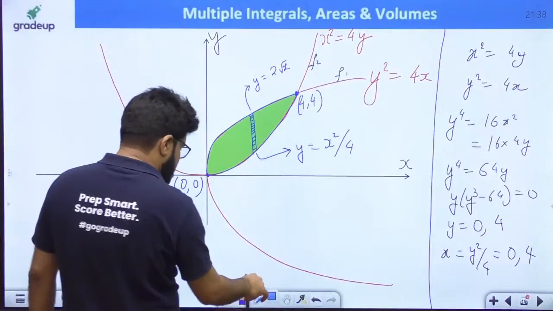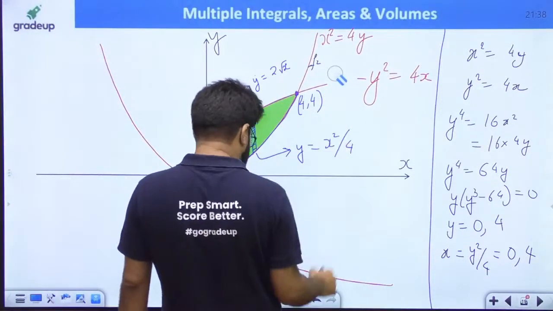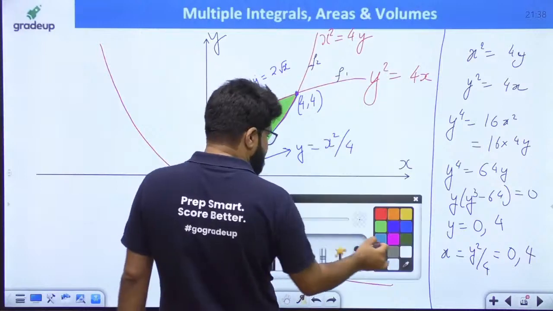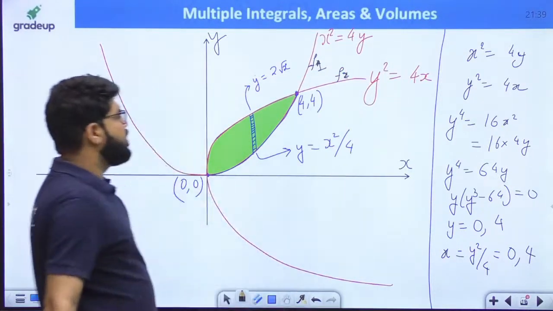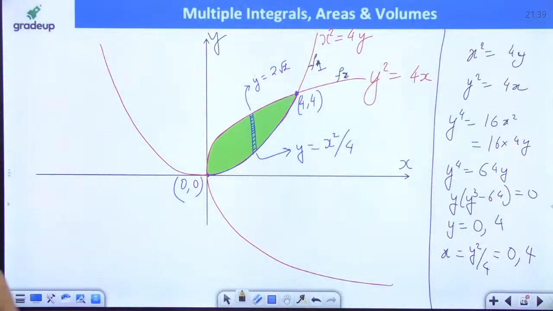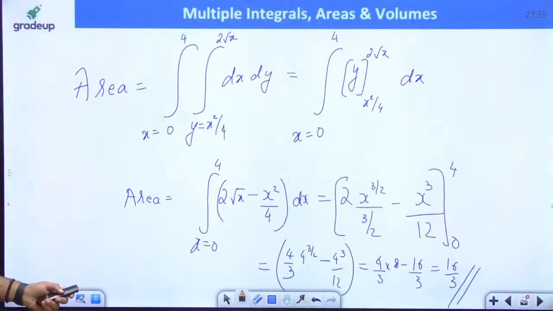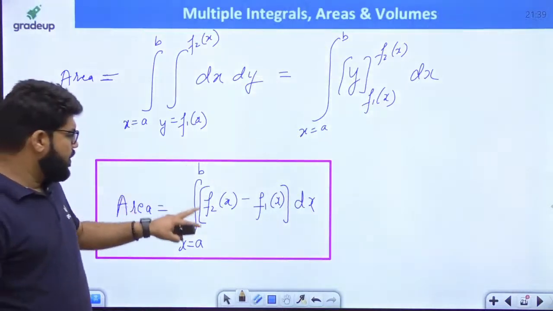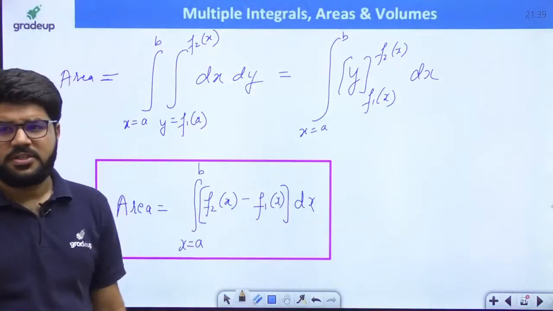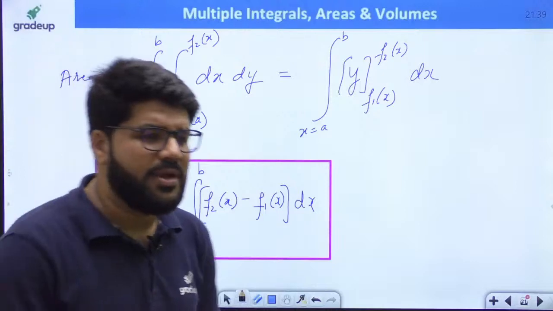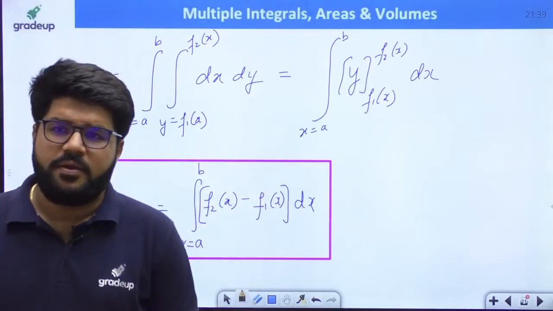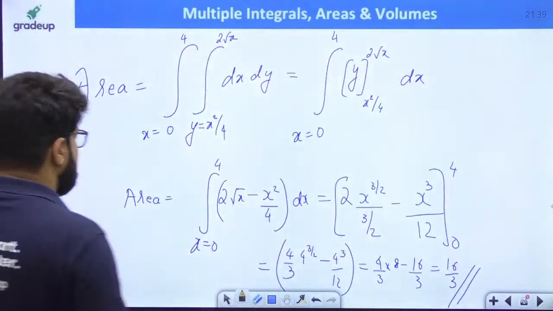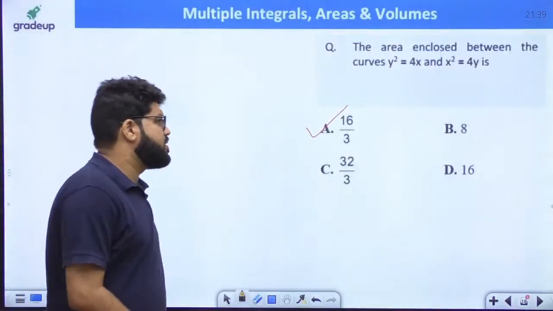Oh sorry, I wrote this reversed here. I want to write this as f2, the upper curve, and f1 is the lower curve. Upper function minus the lower function. Integral x equal to a to b, upper function minus lower function. So you can skip one step now and directly you can write this as f2 minus f1 dx.